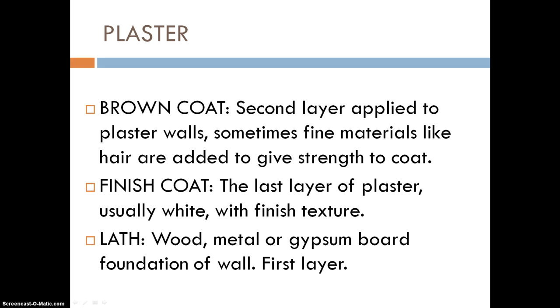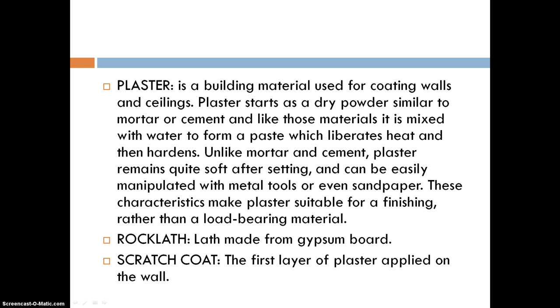And these are the vocabulary words for the second section, which is plaster. Brown coat is a second layer applied to plaster walls. Sometimes fine materials like hair are added to give strength to the coat. Finish coat, the last layer of plaster, usually white with a finished texture. Lath, wood, metal, or gypsum board foundation. It's the foundation of the wall and it's the first layer.